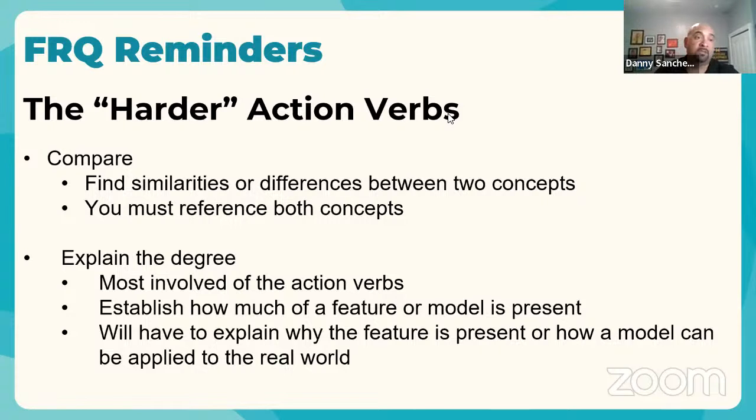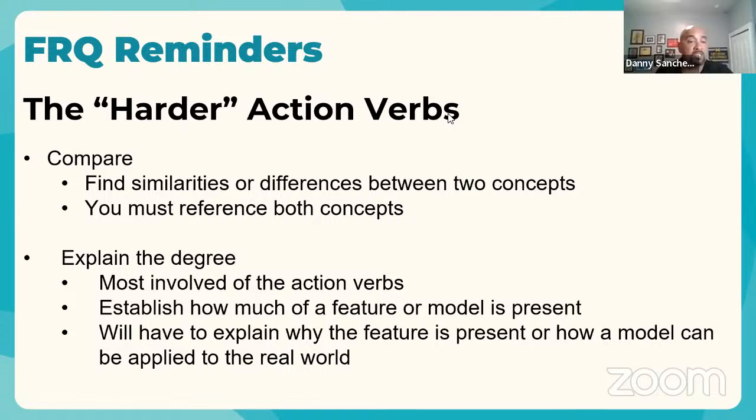If they're asking you to compare farming in the rich world versus farming in the poor world, you have to make points about both to show those differences. The last one, and this is the most challenging one, this is the one that's really going to make you earn your money: explain the degree. Explain the degree to which a feature might be present, all right? It's the most involved of the action verbs.